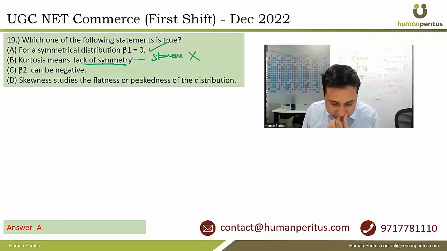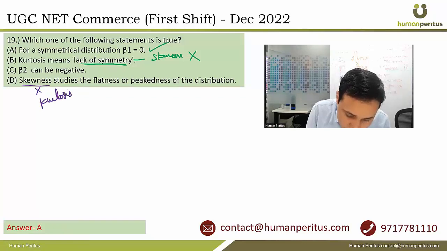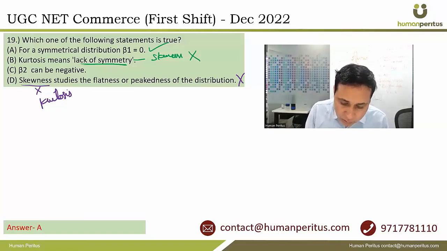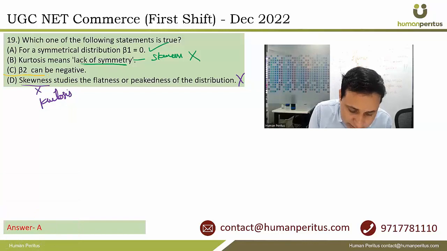Now, let me take D first. D is what? Skewness studies the flatness or peakedness of the distribution. So, option D is definition of not skewness, but kurtosis. Therefore, this is also wrong. So, B is wrong, D is wrong, A is correct. What about C? So guys, although it is given that beta 2 can be negative, and as per answer key, this is wrong because correct answer is A only.